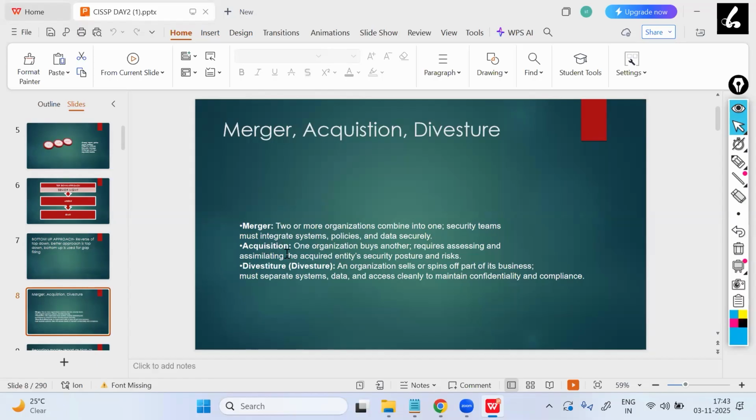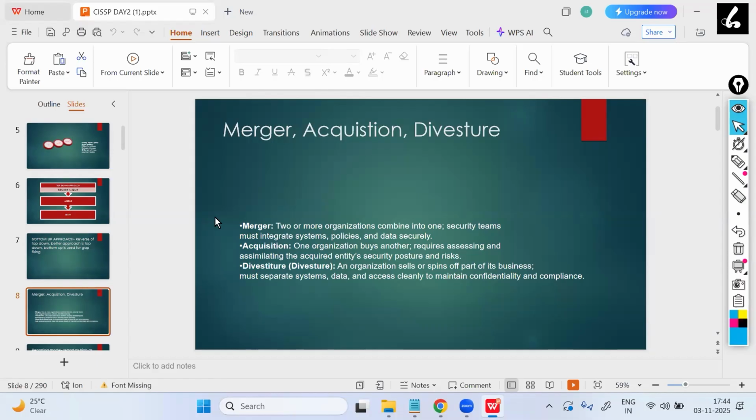Then acquisition is when one organization buys another organization, which requires assessing and assimilating the acquired entity's security. We have to check the posture and the risk. Divestiture is when an organization, let's suppose abc.com, sells or spins off some part of their business. Let's suppose there were 1000 people working in an organization, and that organization now gets split into two businesses. 800 people will remain in organization A and 200 will be a part of organization B. So that is called divestiture.